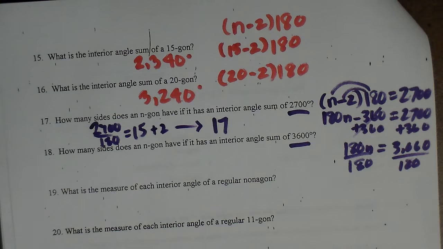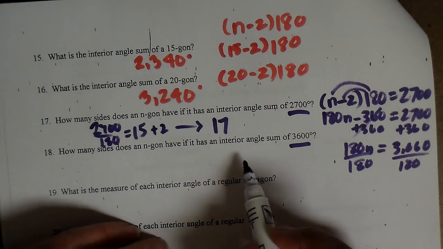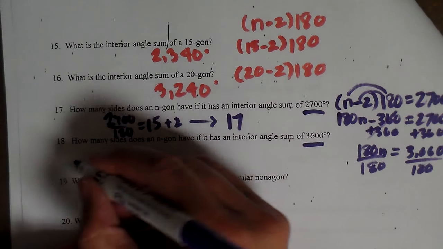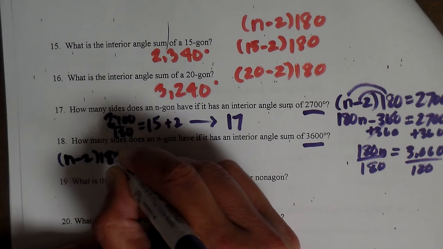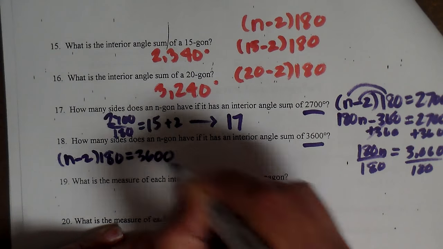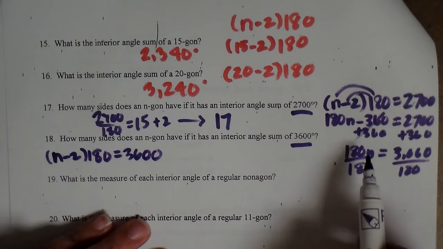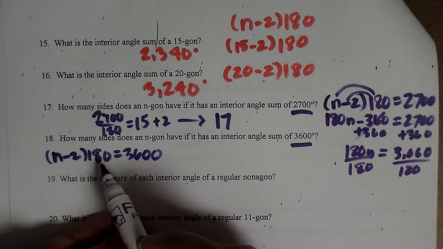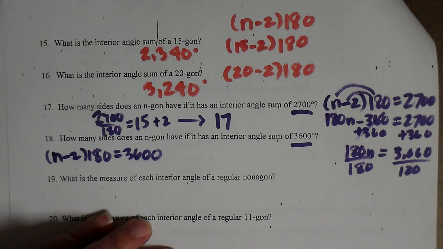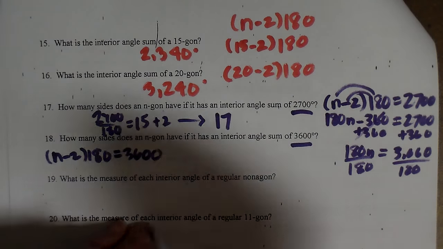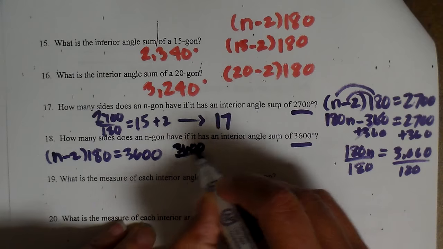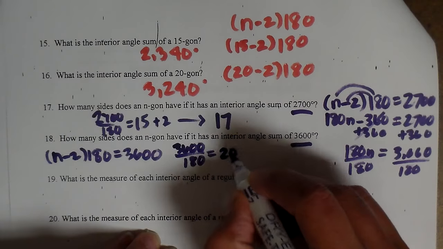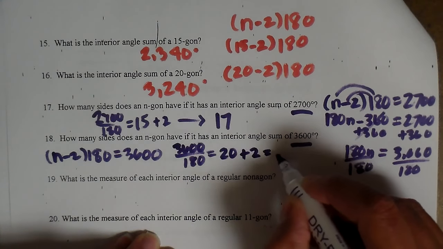Let's look at another example, number 18. How many sides does an n-gon have if its interior angle sum is 3,600? Again, that means n minus 2 times 180 equals 3,600. You can solve it algebraically like we did over here, or you can work backwards. Instead of subtracting 2 and multiplying times 180, we're going to divide by 180. 3,600 divided by 180 is 20, and then I'm going to add 2. So plus 2 equals 22.